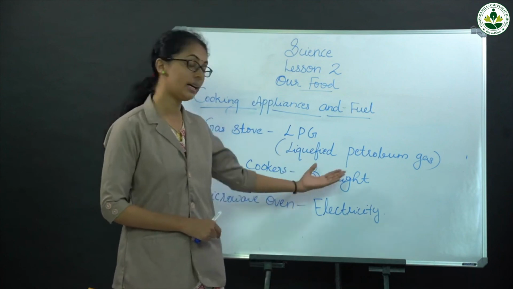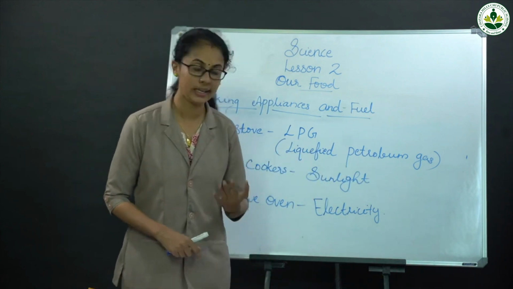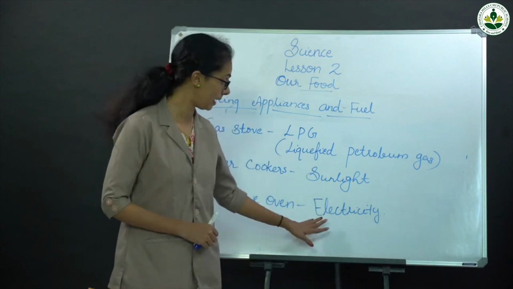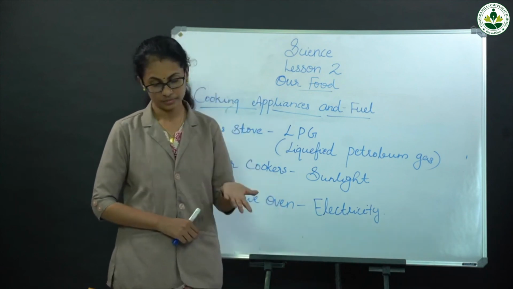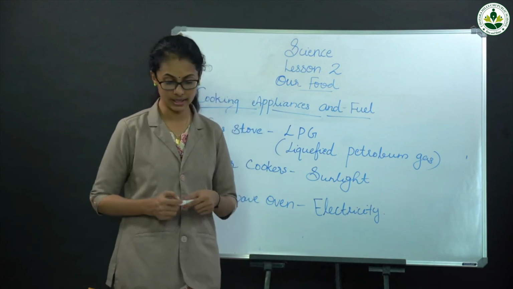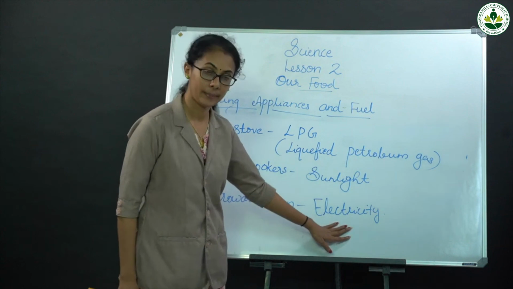Then solar cooker uses sunlight, and solar cooker is eco-friendly. The last one is microwave oven. Electricity is used as a fuel. They cook food very quickly at high temperature.